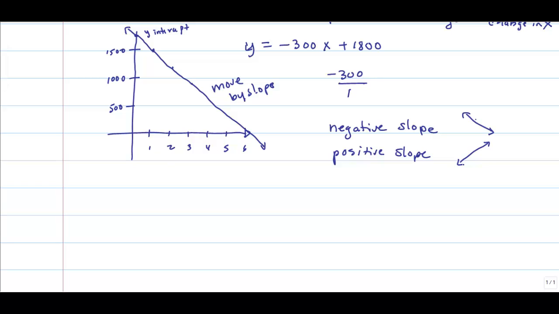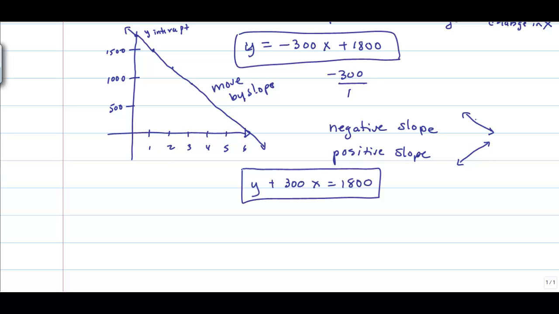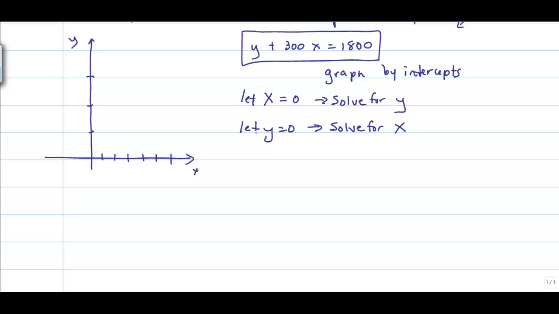There's another way to graph a linear function, however, and that's if it's in standard form. If I wanted to write this same equation in standard form, what I need to do is move the x's and the y's on the same side of the equal sign and the constants on the other. So to do that, I would merely add 300x to both sides, and I'd get the equation y plus 300x equals 1800. Now instead of starting with the y-intercept and moving by the slope, I'm going to graph by the intercepts. To graph by the intercepts, you first let x equal 0 and solve for y, and let y equal 0 and solve for x.